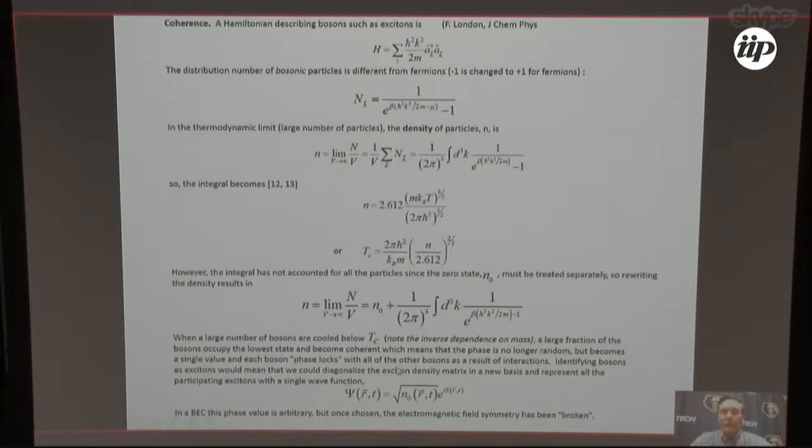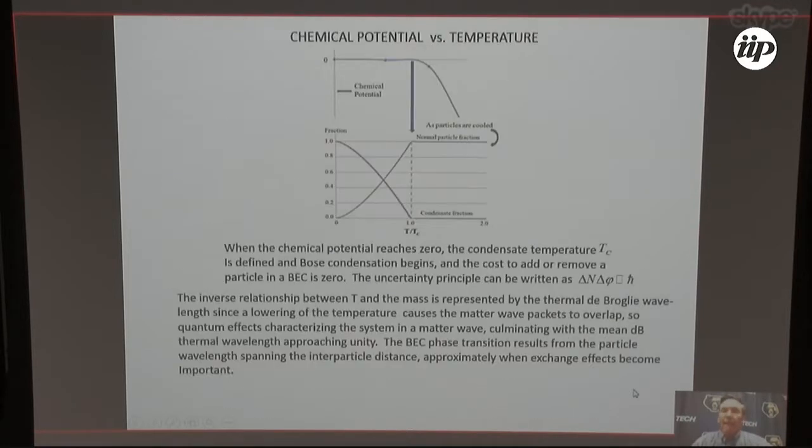If you had a number of components and they phase locked, you could end up with a single wave function covering the entire entity. So the key to that is that once you're at that transition temperature, your chemical potential goes to zero. That's why you can put particles in, you can take particles out with a chemical potential of zero. There is really no cost.